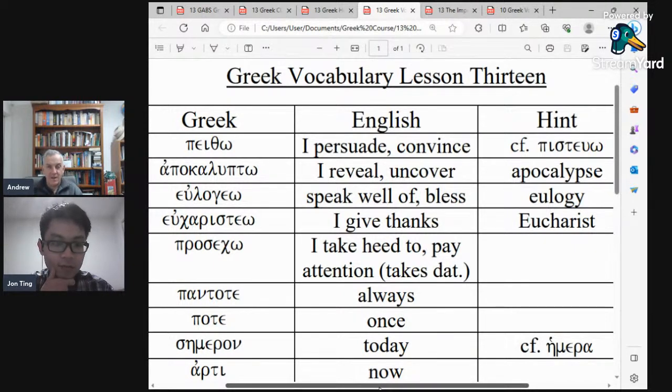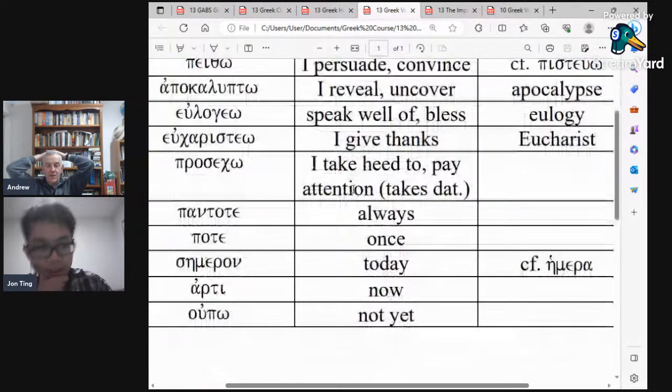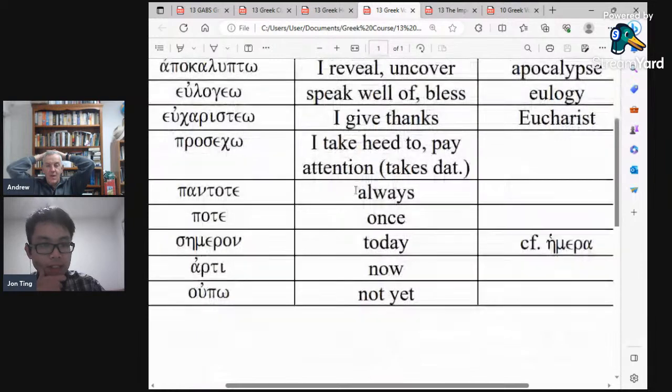Cool. The next one is Eucharisteo, which is I give thanks, and Roman Catholics get Eucharist from there. And then the next one is prosecho, just I take heed to or pay attention. And then the next one is pantote, which is always. And then we've got pote, which is once.